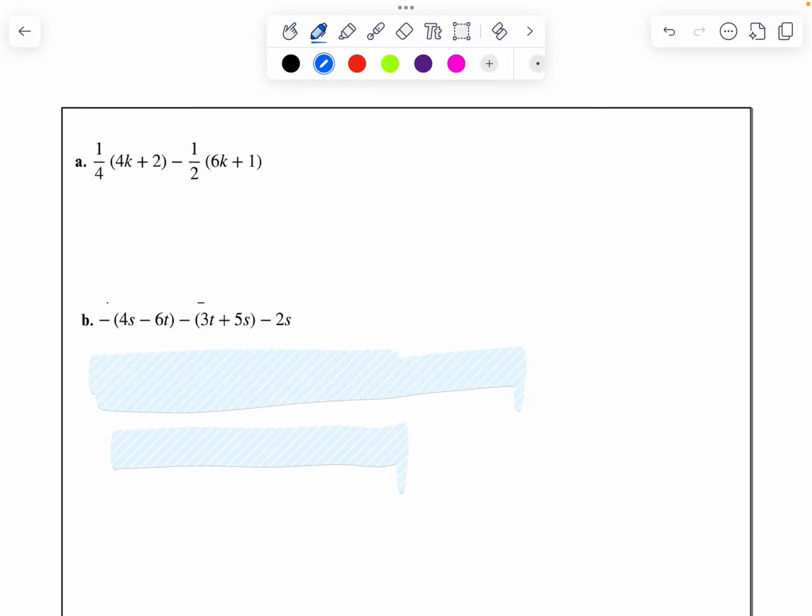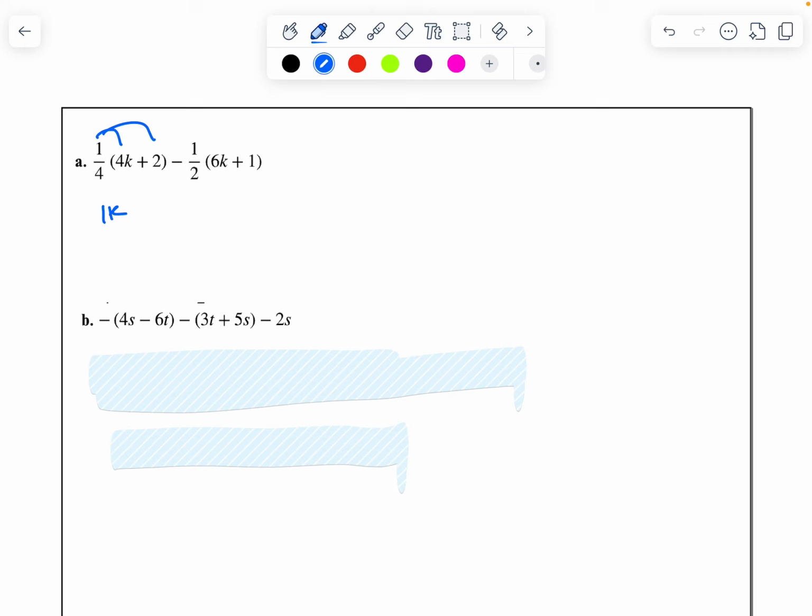All right, another. We've got things in parentheses I can't combine, because they're not like terms. What I can do is distribute. I'm distributing 1/4 to each of those items. So 1/4 times 4 is 1k.